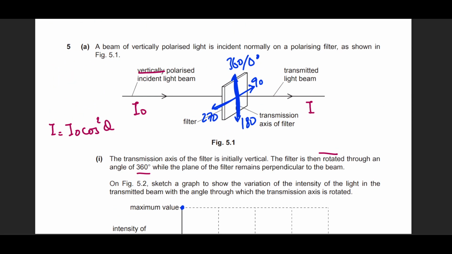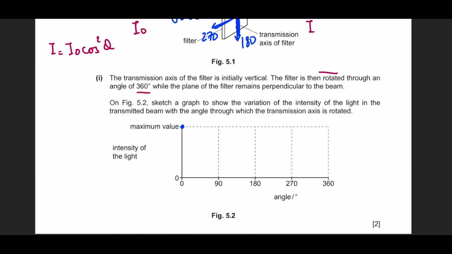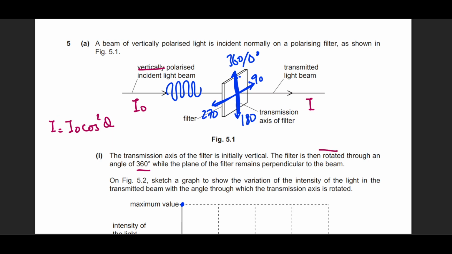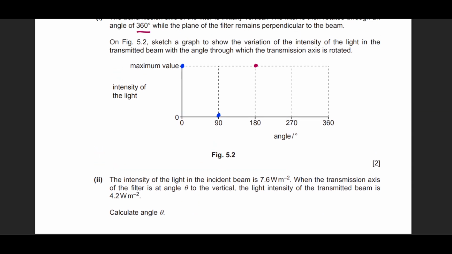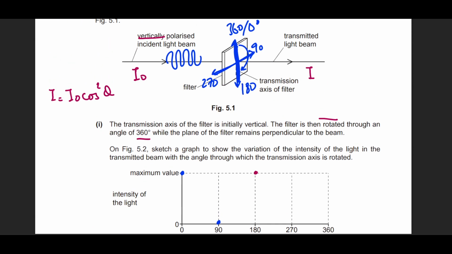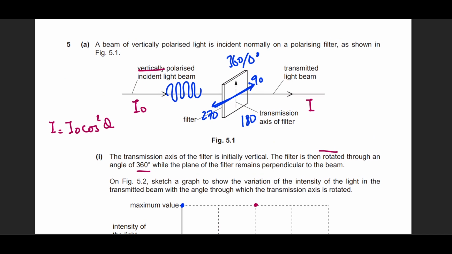But at 90, I can see that the plane becomes horizontal, and the wave itself is still vertically polarized. It will not be able to exit. So at 90, I should get 0 intensity. Then back to 180, it comes down again, which is again going to open up the aperture for the vertically plane polarized wave. So this 180 is going to produce a maximum. Then at 270, the filter has again rotated up to 270.